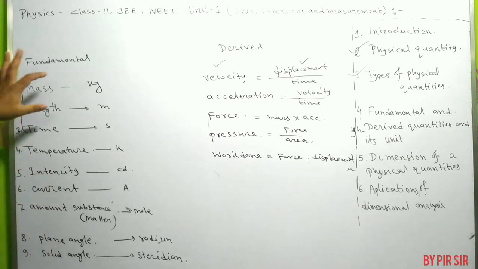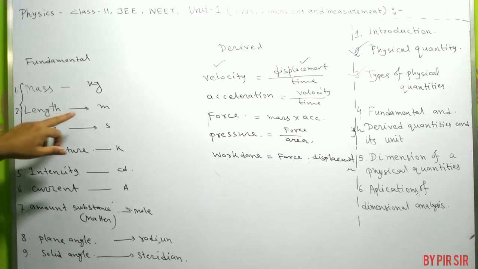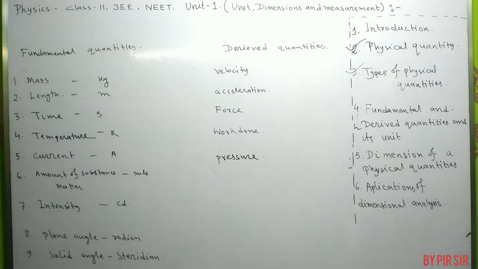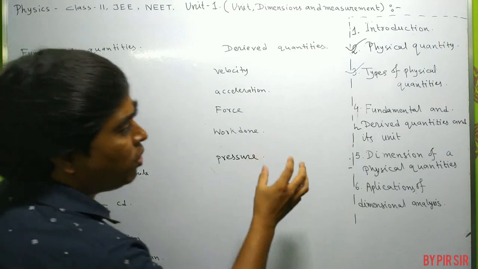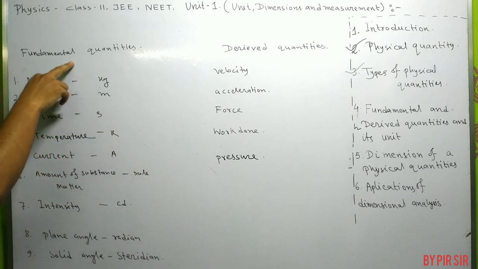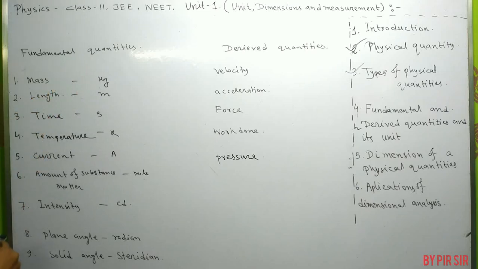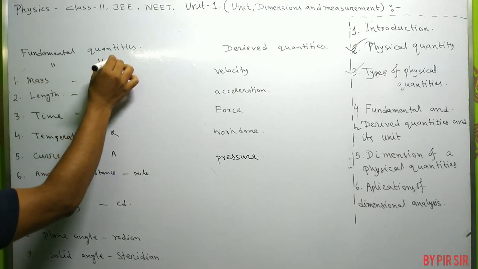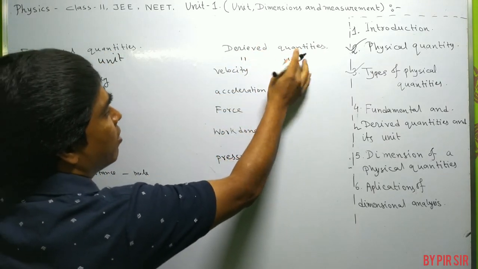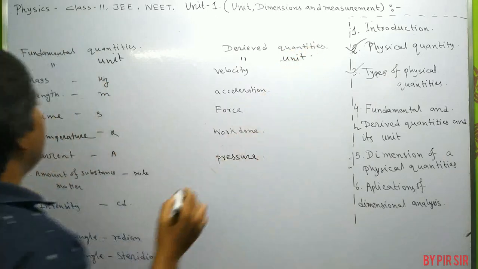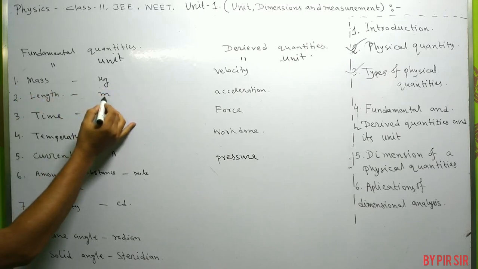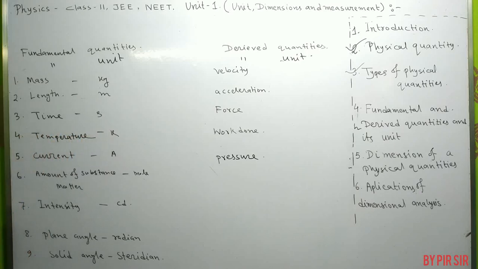So the unit of mass is kg, length is meter, and time is second. Now we have to know what a fundamental unit is and what a derived unit is. The unit of fundamental quantities is called fundamental unit, and the unit of derived quantities is called derived unit.